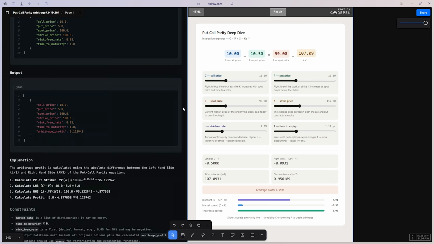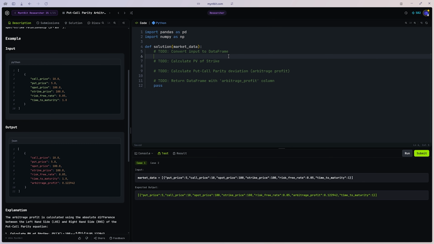Also, at the bottom of the spreadsheet that I'm going to share, there is a small diagram where you could play around with it and check the opportunity for arbitrage and the theoretical speed required for it. So we have this problem right here. This problem is basically telling you to take in the data frame, ingest it, find the present value of the strike, calculate the put call parity deviation, or the spread of the put call difference, and then return the actual profit opportunity as the output. So let's start coding it.